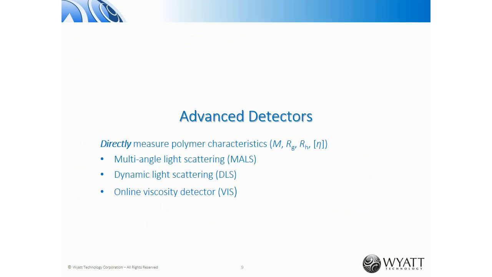So we have separation techniques and we need detectors, and we are talking about advanced detectors. Advanced detectors means that these detectors are able to directly measure important characteristics of polymer materials. These characteristics are most of all molar mass, and in addition root mean square radius, hydrodynamic radius, and intrinsic viscosity. To get these quantities we need detectors. They are multi-angle light scattering, abbreviation MALS. It can be embedded with dynamic light scattering. And the third detector is an online viscosity detector.